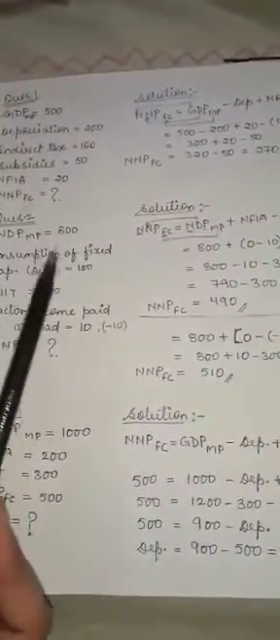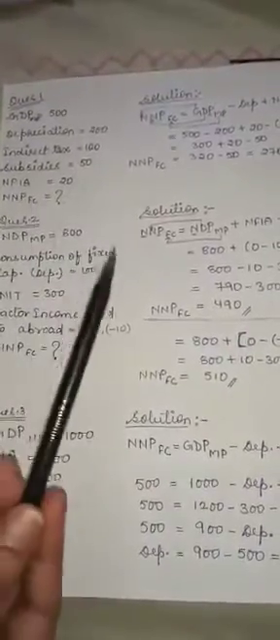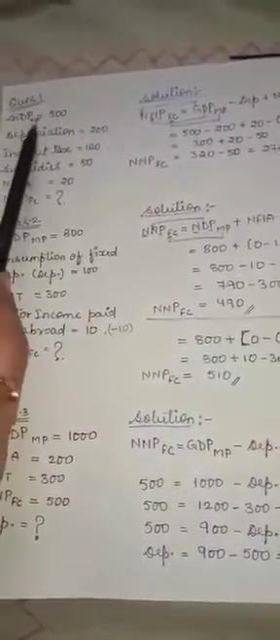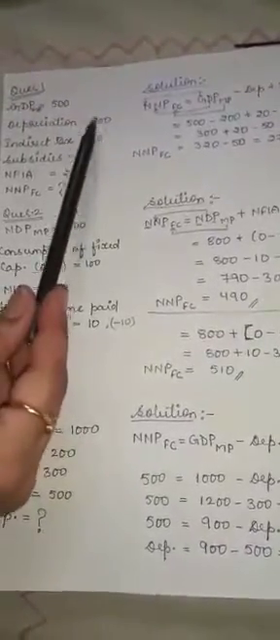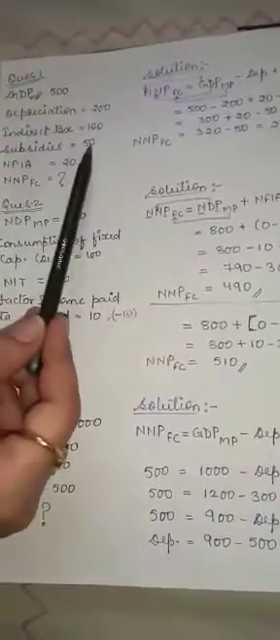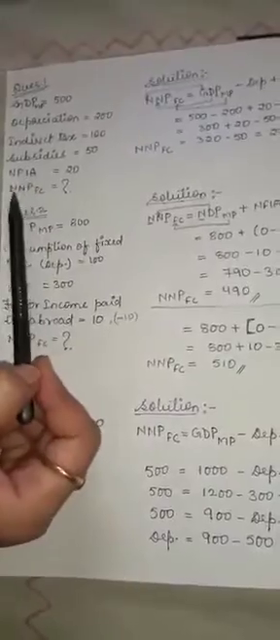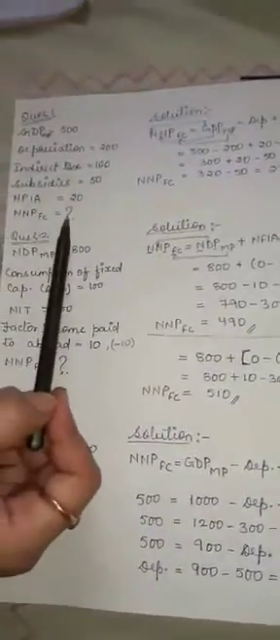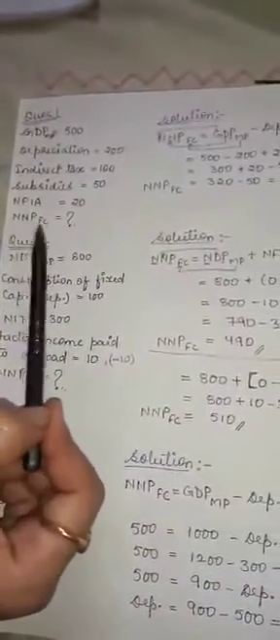Again, let us understand how to find out different aggregates with the help of other given aggregates with the help of a question. So here in the question GDP MP is given 500 rupees, depreciation is given 200 rupees, indirect taxes 100, subsidy 50, NFIA, net factor income from abroad, is given 20, and NNPFC, that means the national income, we have to find out.